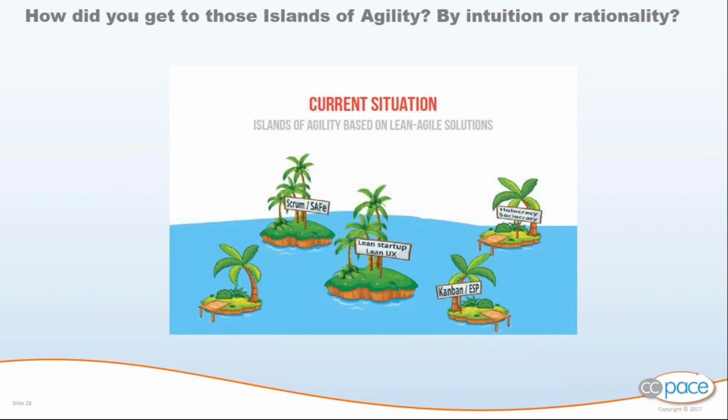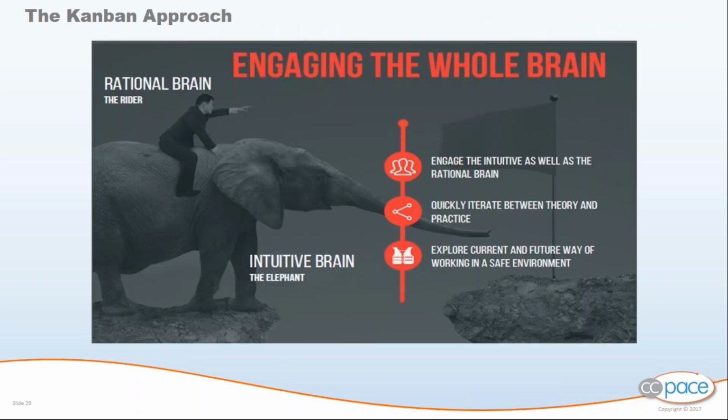Your companies all ended up on different islands of agility: Scrum, Safe, Lean Startup, Lean UX, Kanban, Holacracy, Sociocracy. How did you get there? Were you thinking, or were you using your intuitive brain, which is the sum of all your past experience? Well, in Kanban, we believe in enabling the whole brain, and somebody has to drive this elephant of intuition that we all have in our heads. And the rational brain is supported by science, and it is very easy to ascertain whether you have a scientific approach or not. The results must be repeatable. And only Kanban can give you that benefit.